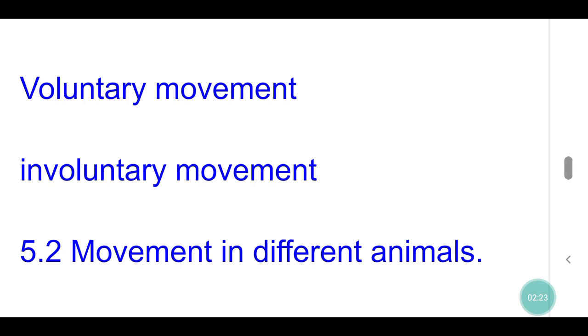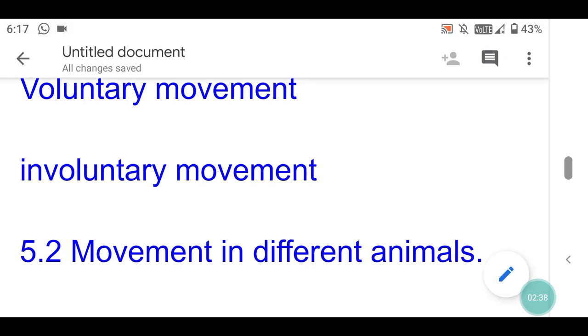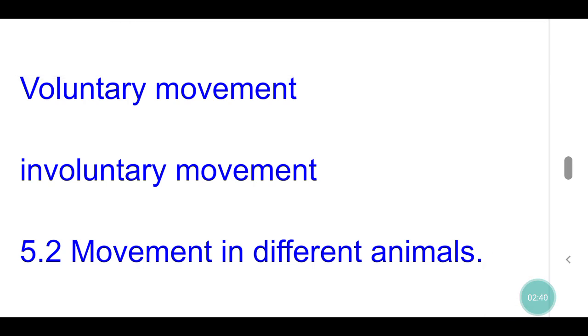What is involuntary movement? The example is breathing. Breathing is an involuntary movement because it is under the control of brain. Brain is controlling the breathing. If you like or don't like, we have to breathe. Even when we sleep also we are breathing.